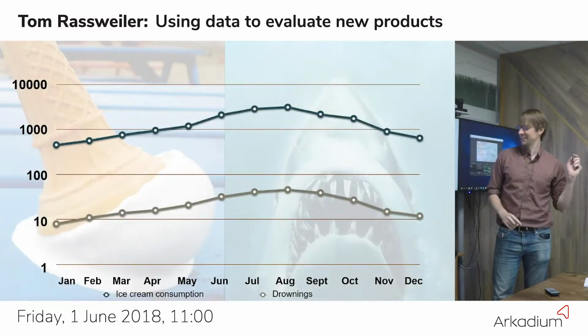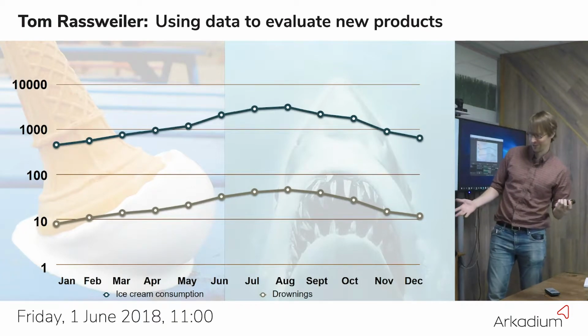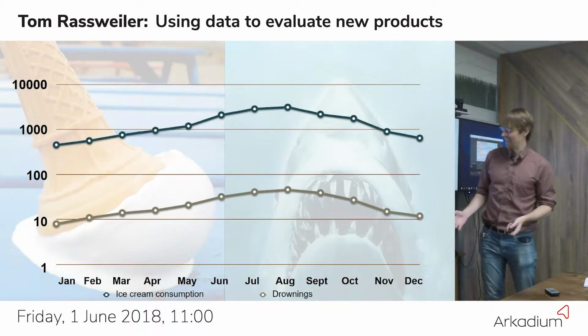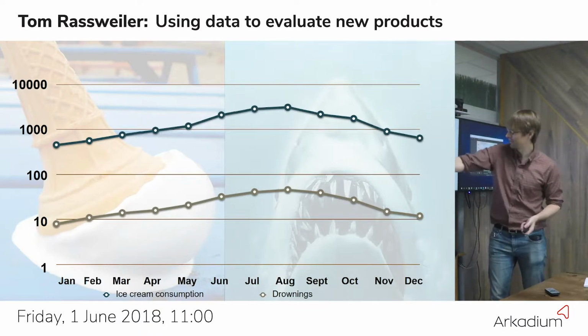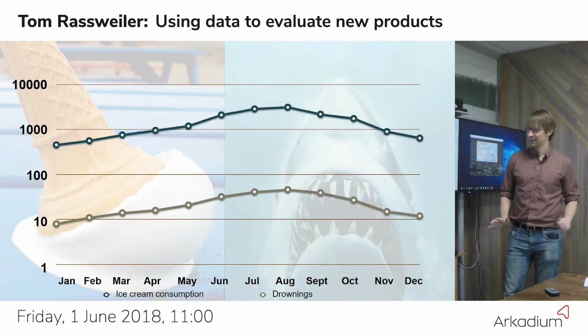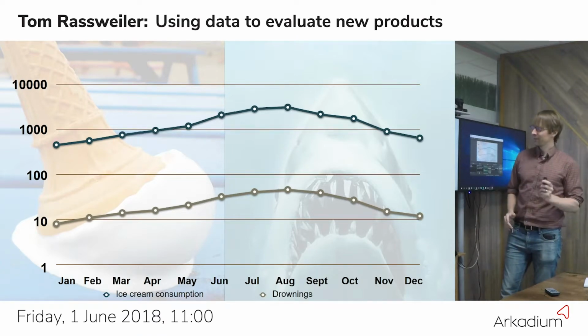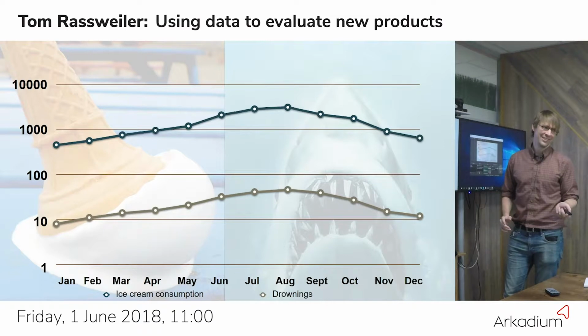Here's a classic example of this. These are two lines. I don't know if it's true, but this is ice cream consumption up here and drowning. So it would imply that if you have kids, you do not give them ice cream because they might drown. That's a very good case of false correlation.